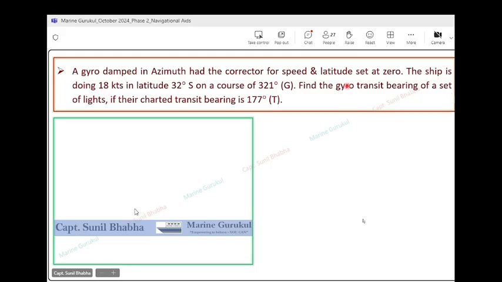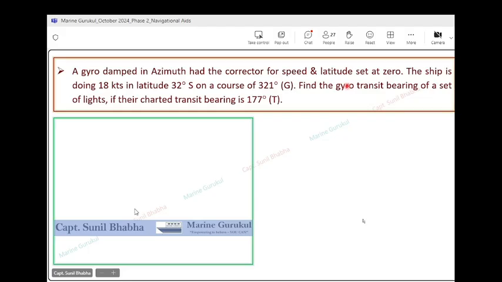Let us say the speed was kept at 0, the ship was at the equator, and the latitude knob was also kept at 0. Now the vessel has started moving, it has changed its latitude, it has gained some speed, but the duty officer forgot to adjust these knobs to update the speed and latitude. So what will happen in that scenario? What happens is the gyro is not aware that the speed has been picked up and the latitude has changed. So the gyro does not apply any correction to the readings.